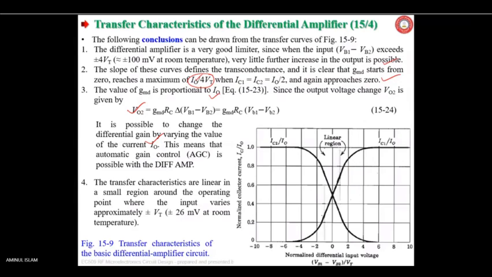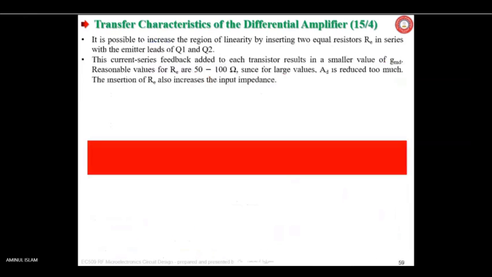Basically, the transfer characteristics are linear in a small region around the operating point, where the input varies approximately plus minus Vt, that is 26 millivolt at room temperature. These are the conclusions about this plot.